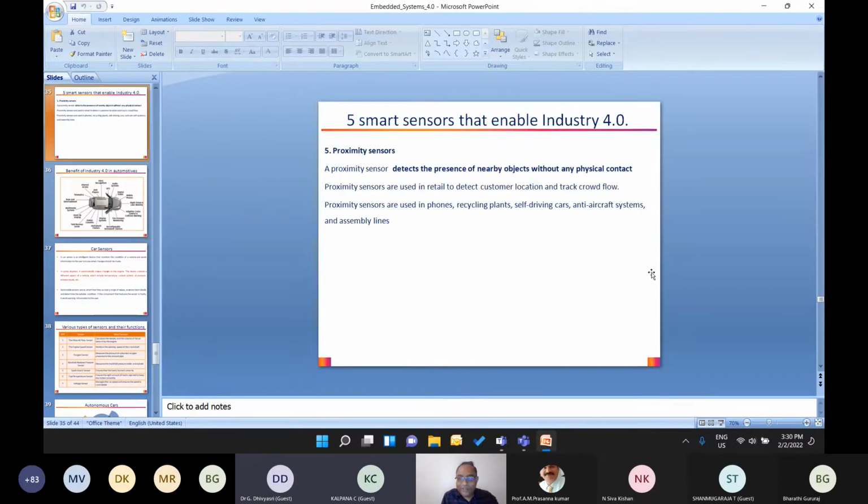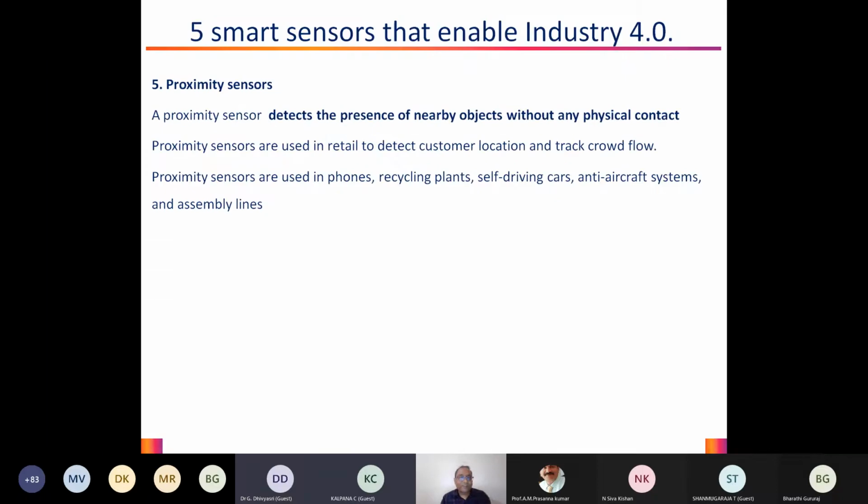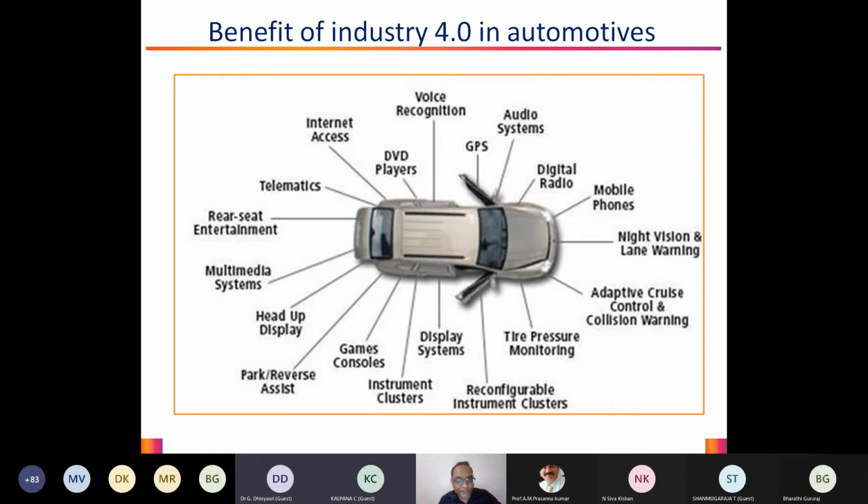Right, so I was basically discussing the proximity sensors. These are sensors that are widely used in self-driving cars as well as in anti-aircraft systems, right? So with these smart sensors, if I have to connect one particular segment to Industry 4.0, that is going to be the automotive industry, right?